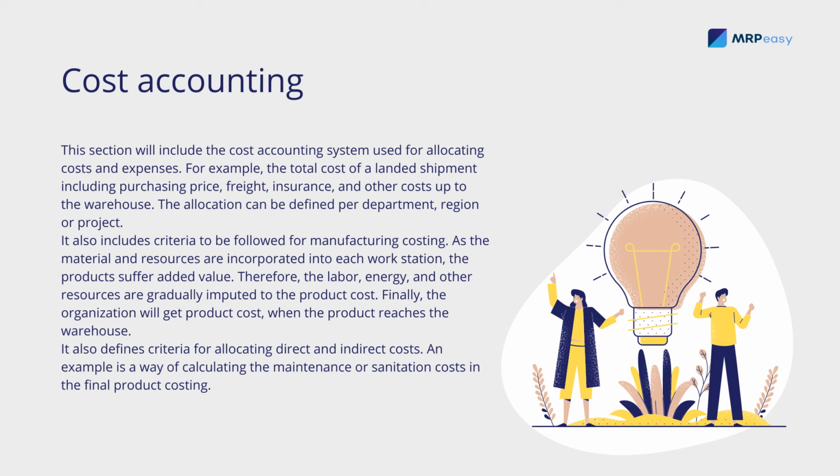As the material and resources are incorporated into each workstation, the products suffer added value. Therefore, the labor, energy, and other resources are gradually inputted to the product cost. Finally, the organization will get product cost when the product reaches the warehouse. It also defines criteria for allocating direct and indirect costs. An example is a way of calculating the maintenance or sanitation costs in the final product costing.